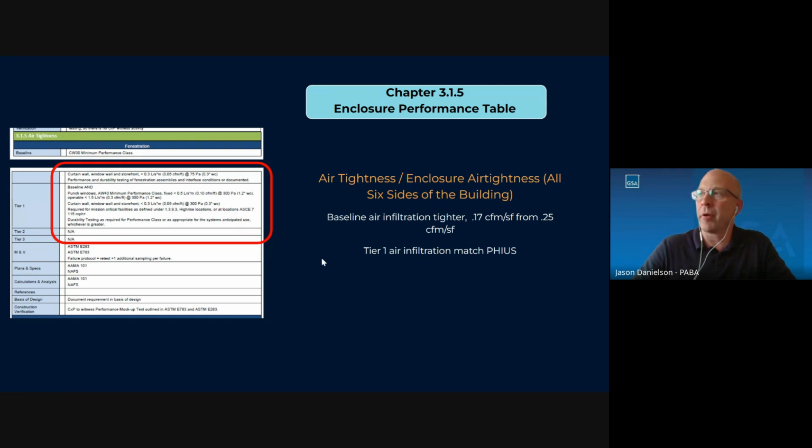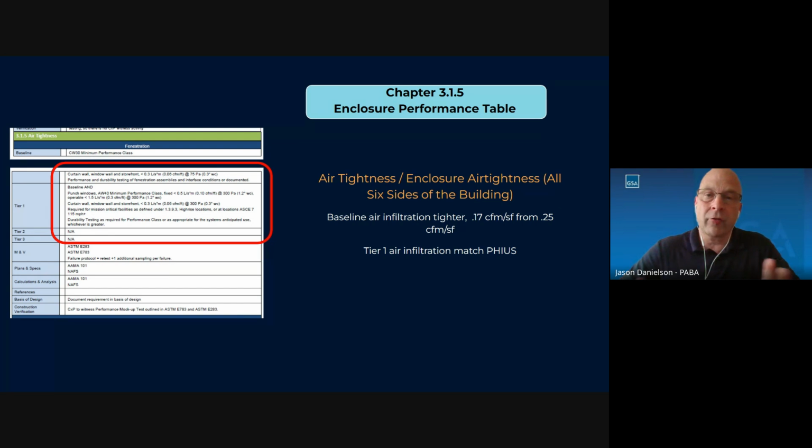And then chapter 3.1.5, and this is the location for that, is the air tightness for the enclosure. So this is what I was talking about before, that the baseline is at that 0.17. We previously were at 0.25, which matched the Corps of Engineers. And as far back as 2018, before that was 0.40.